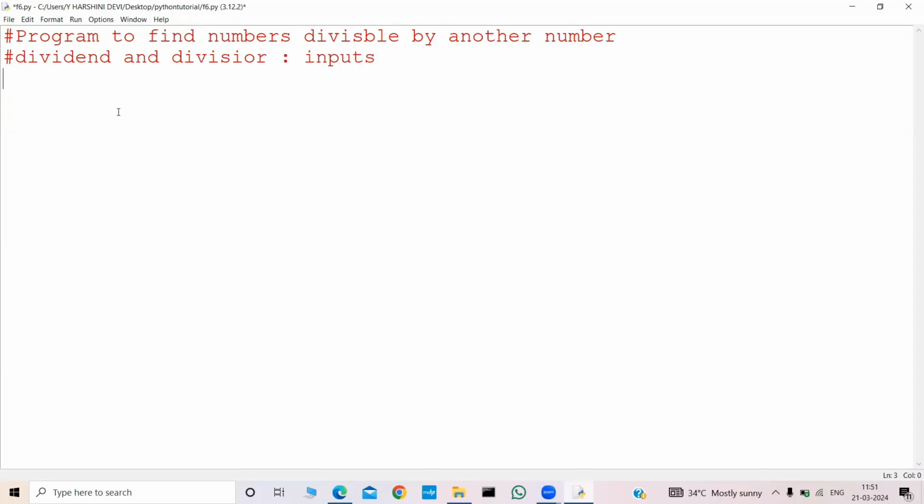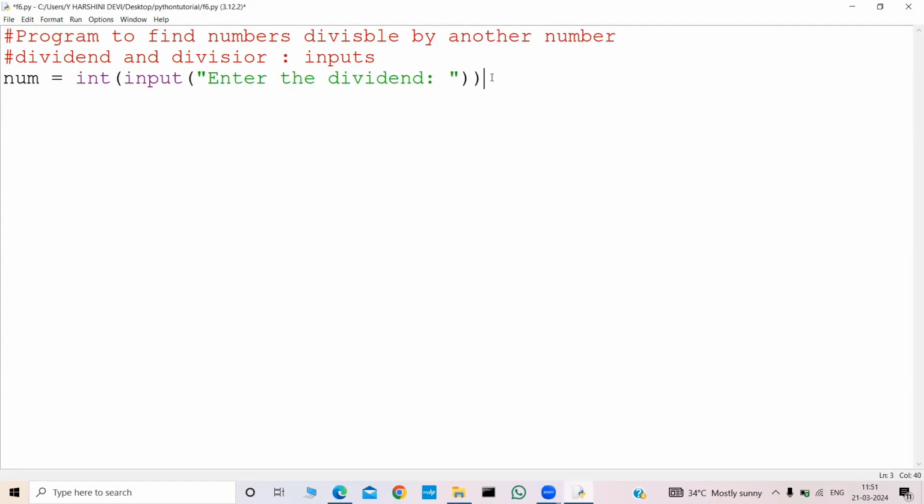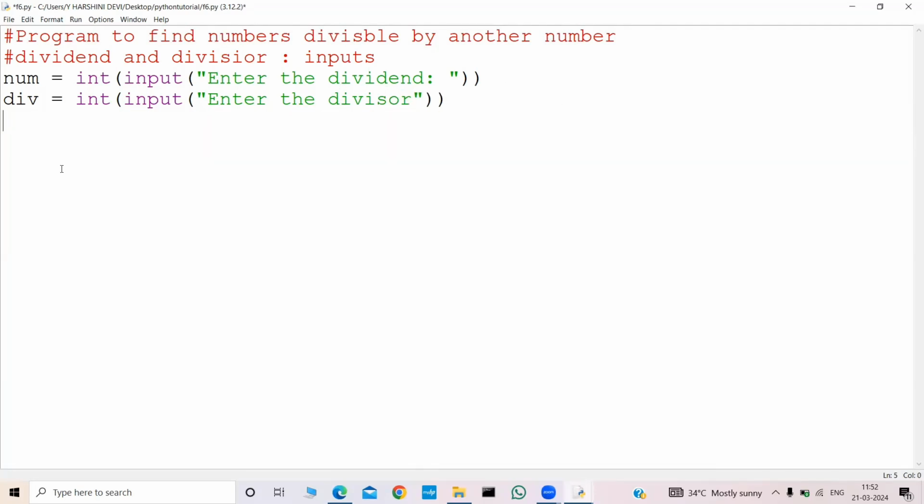Let us store the dividend in the variable num, num equal to int of input of, it should be an integer, right? Prompt the user to enter the dividend. And then for the divisor, let us take the variable div equal to int of input of, enter the divisor, right?